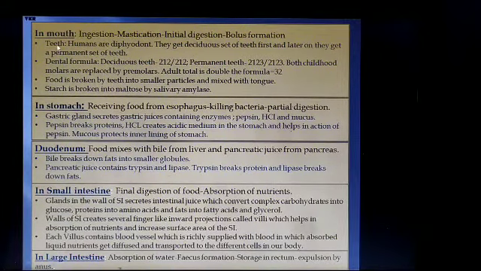The following events take place in the mouth. In the mouth, ingestion, mastication, initial digestion and bolus formation take place. After that, swallowing of the food takes place. One more thing I just missed out to mention here: while swallowing of the food, there is a door, which is a common door to two ways. One is the food pipe, the other is going towards the windpipe. The common door is called epiglottis.